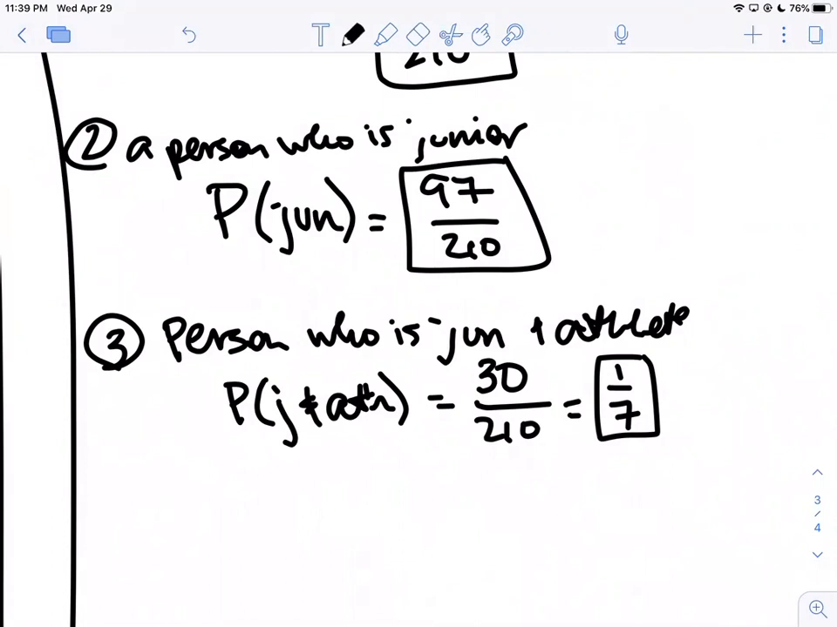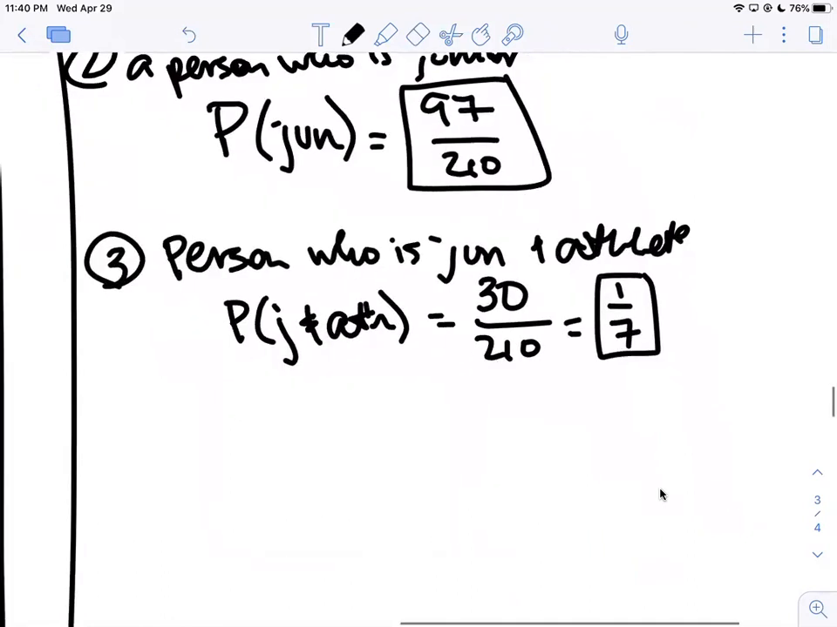Okay, now we are going to look at a special group. It's athletes who are juniors. So we're only going for the athletes. So we're starting in the athlete section, not everybody. It's students who are athletes and also a junior. So it kind of tightens up the overall group that we're choosing from.